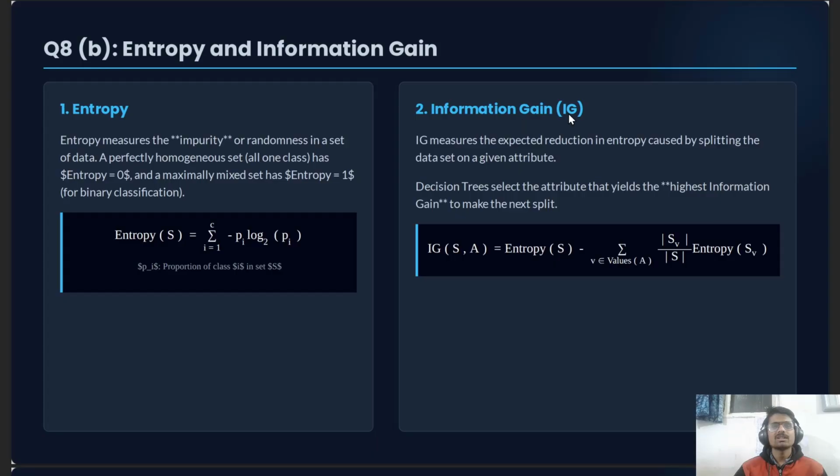Information gain, IG, measures the expected reduction in entropy caused by splitting the dataset on a given attribute. The decision tree selects the attribute that yields the highest information gain to make the next split. So IG(S, A) is equal to Entropy(S) minus the sum over values of A of |Sv| divided by |S| times Entropy(Sv).